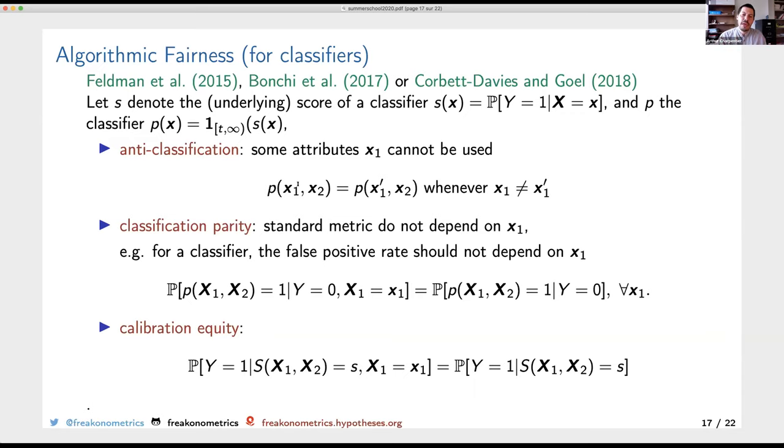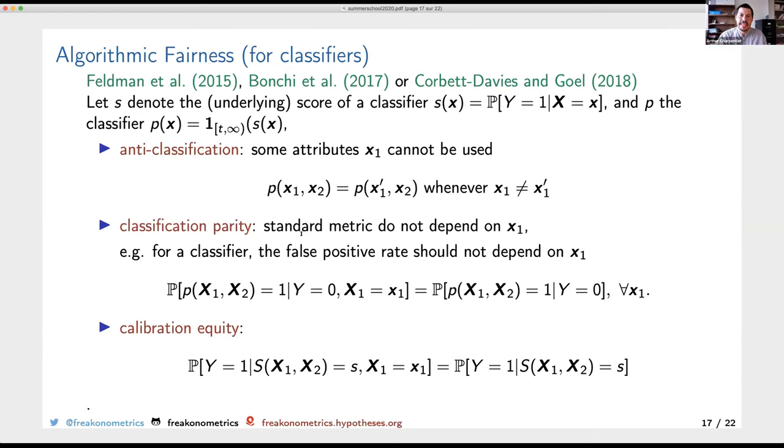Then we can have something which is more on some metric that is used in classification, like the false positive rate. So what you want to say is your false positive rate does not depend on your forbidden variables. So whatever X1, your false positive rate will always be the same, something like that. And then you have something which is more related to the prediction based on the score. So assuming that you have the same scores, then you can change the gender and see what's going on with your probability. Okay, so people with the same score with different genders, do we end up with the same probabilities? Something like that.